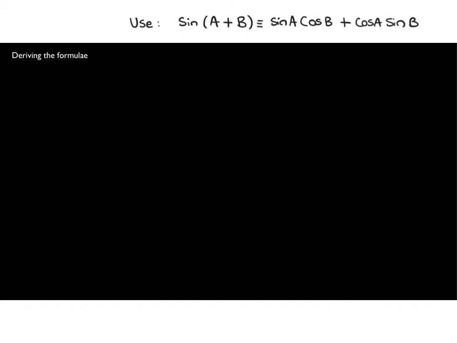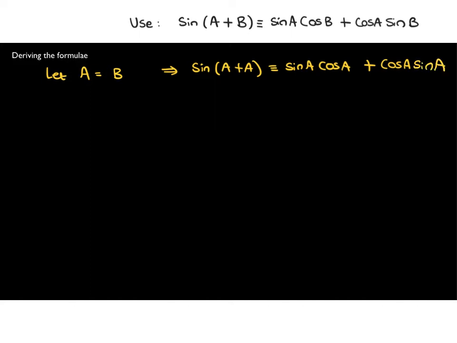We're going to start by using the compound angle formula that we previously derived for sine A plus B. It's at the top of the screen, so you've got this for reference. Now, I'm going to let angle A equal angle B. So this means that wherever there is a B, I can replace it with an A. So the identity then takes this shape, with every B replaced by an A.